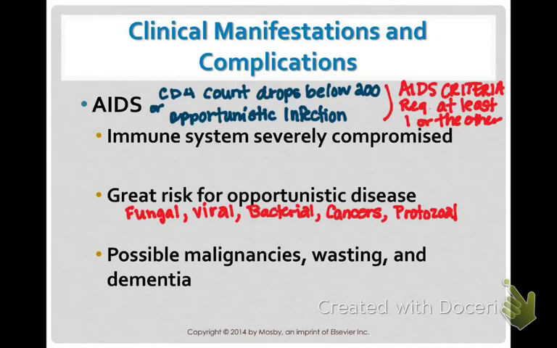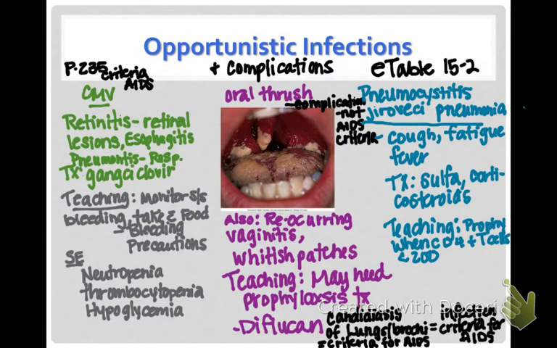And then you've got your AIDS, or your advanced stage HIV. Your CD4 count drops below 200, or you get an opportunistic infection. Usually the AIDS criteria require at least one or the other: either a CD4 T helper cell count less than 200, or an opportunistic infection. At this point, your immune system is severely compromised. So they're at great risk for fungal, viral, bacterial, and protozoal infections, cancers, malignancies, wasting, and dementia. So let's talk more about opportunistic infections.